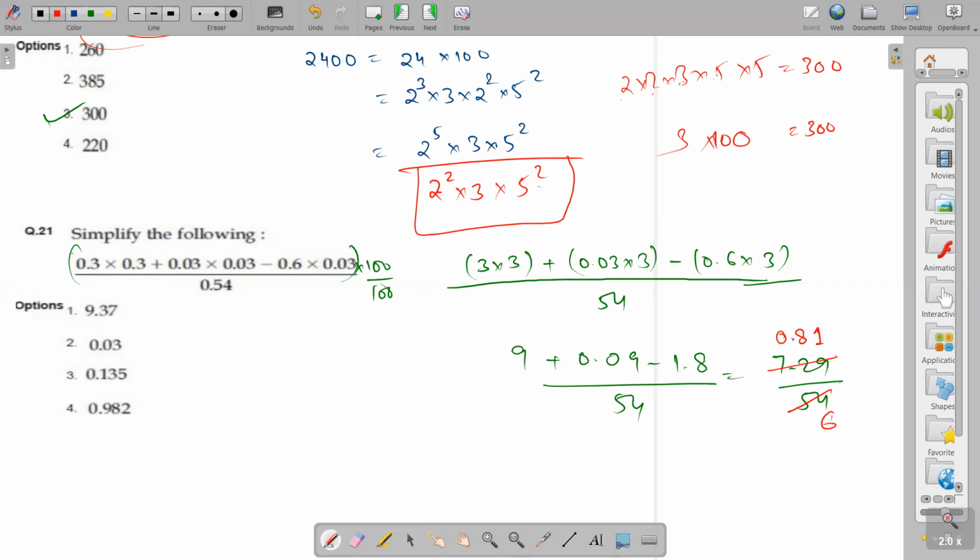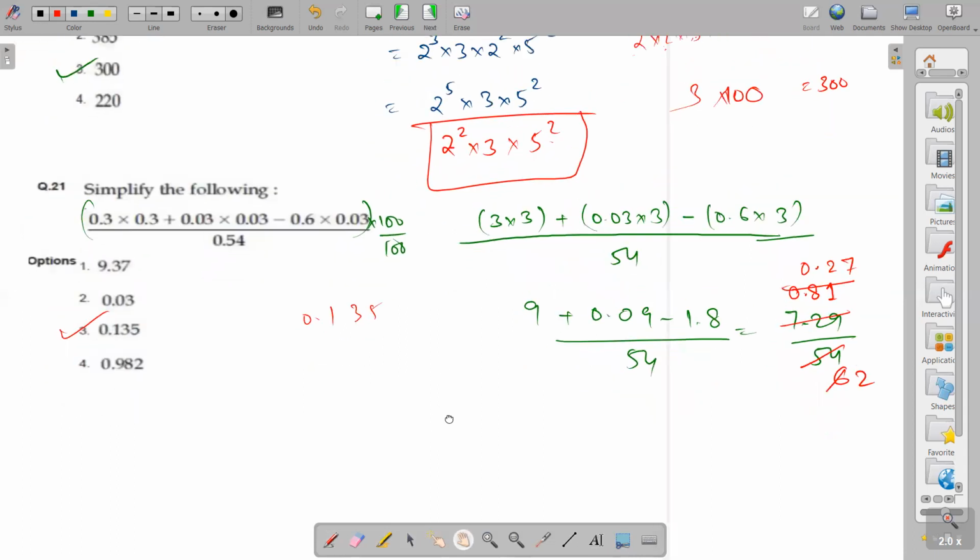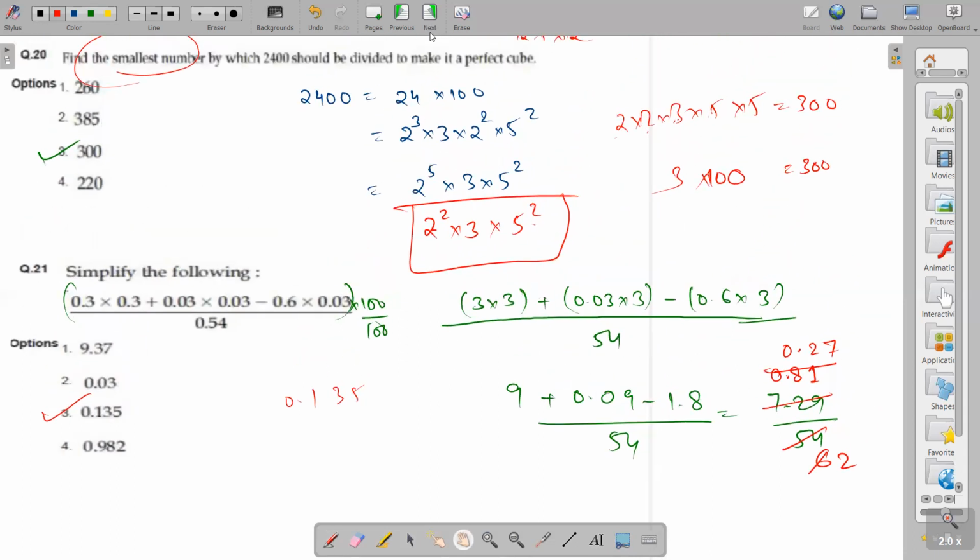Again divisible by 3. 3 2s are 6, 7 8, 27. 0.27 by 2 is 0.135. 0.135 is the answer. So let's move on.